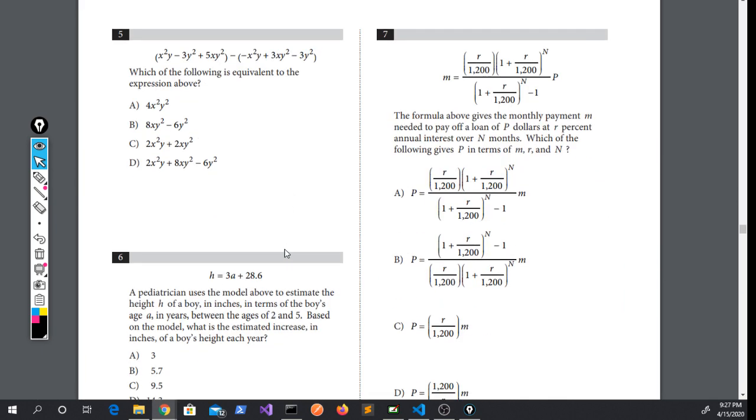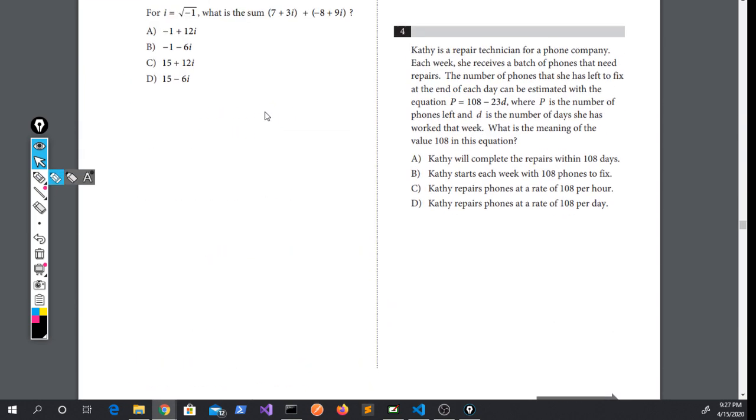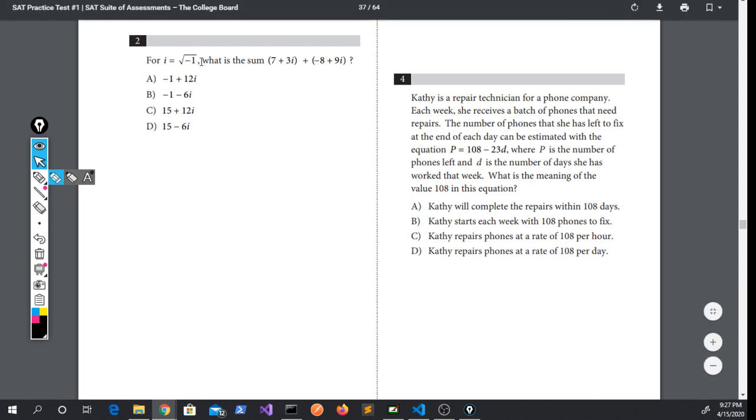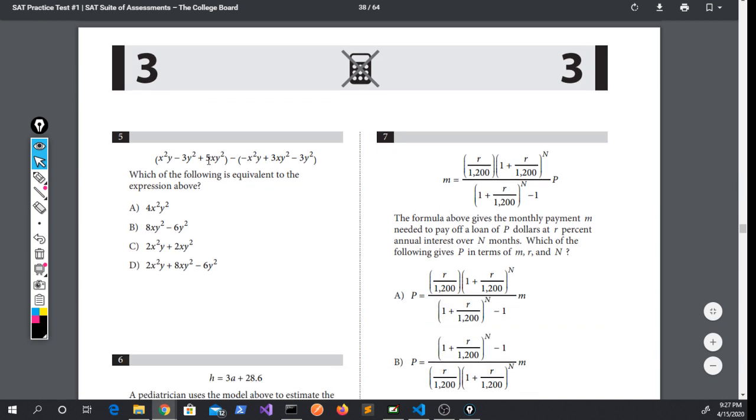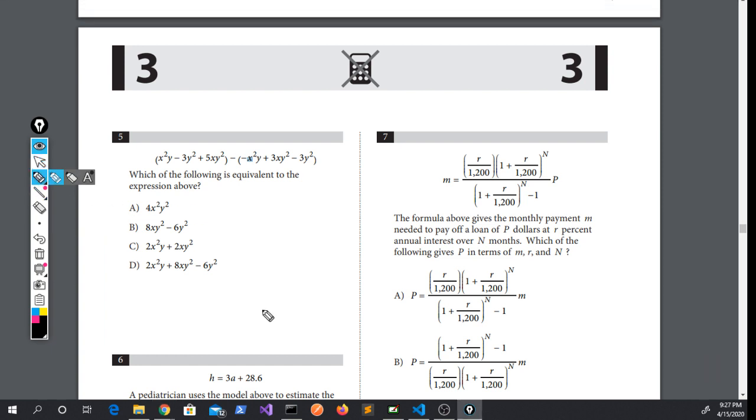All right. 5. Which of the following is equivalent to the expression above? Okay, so just like this problem right here, you just gotta pair up the like terms. Okay, so look at this, right? So you have a negative outside the parentheses, so this becomes positive, right?